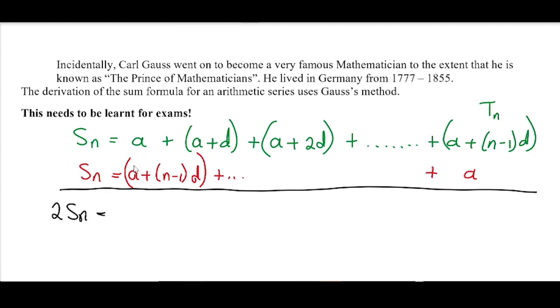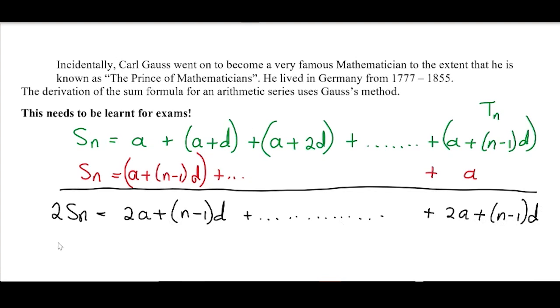This is going to be a plus n minus 1 d. It's actually going to be 2a plus n minus 1 lots of d. And this is going to happen n times, because we've got n terms, and each of them will result in the sum of 2a plus n minus 1 lots of d. So I can shorten the right-hand side by writing it as n times 2a plus n minus 1 lots of d.